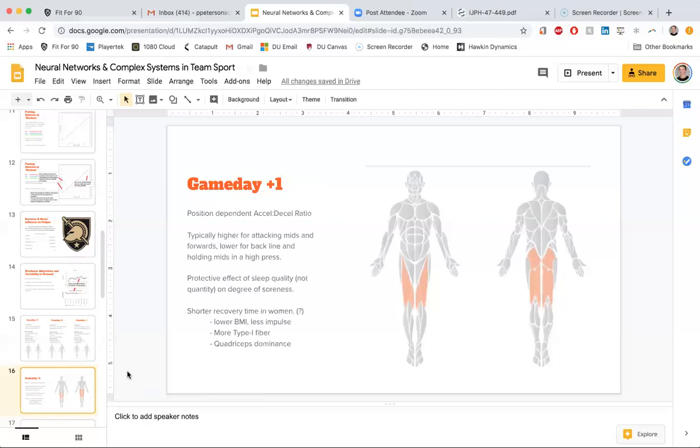There's a little more type 1 fiber, so for them, less force produced, but also the ability to recover a little bit better from high bouts of fatigue. And obviously the quadriceps dominance, not in the sense that they're overusing them, but they're more adapted to those high stresses of the quadriceps.